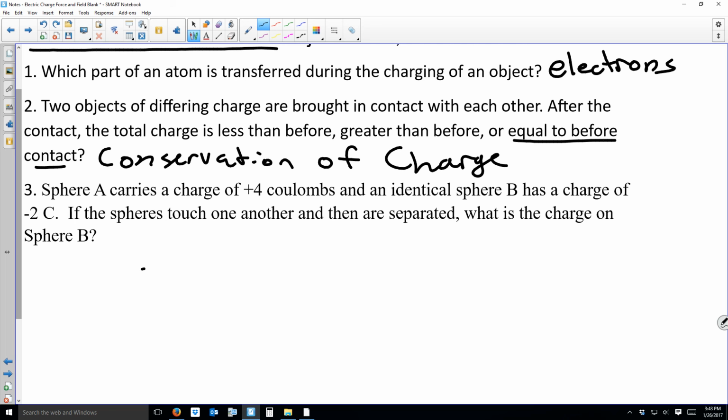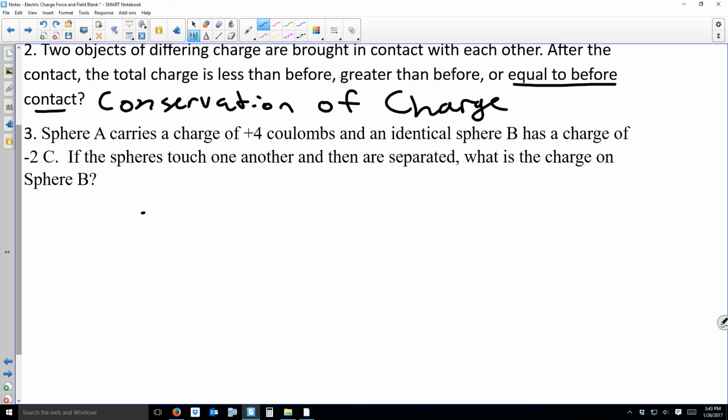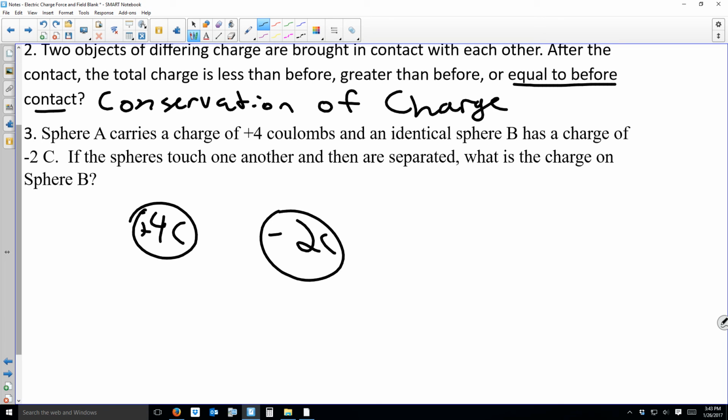And last one: sphere A is carrying a charge of plus 4 coulombs, and an identical sphere B is carrying negative 2 coulombs here. If these two objects touch each other and then are separated, what's the charge on sphere B? First, I would take a look and ask, what's my net charge? So I do 4 plus negative 2, and I get an overall charge of 2 coulombs.